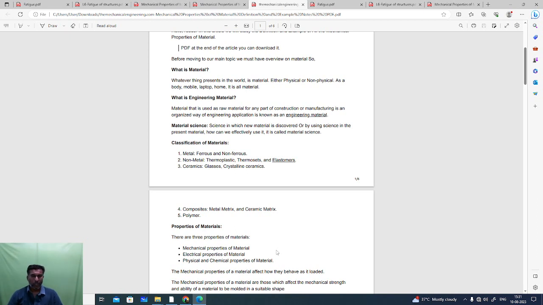Next one is properties of material. How materials will be classified. One is mechanical properties of materials, which we have already seen previously. Then electrical properties of material, physical and chemical properties of material. So totally three categories are included in the properties of material: mechanical properties, elastic properties, and physical and chemical properties of materials.